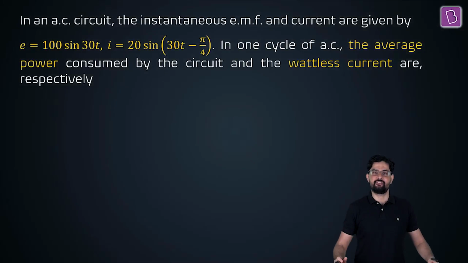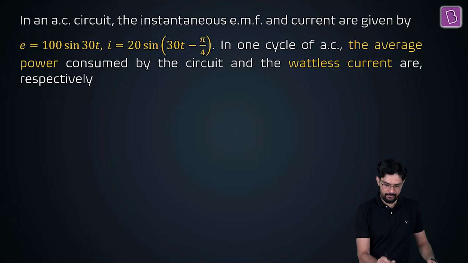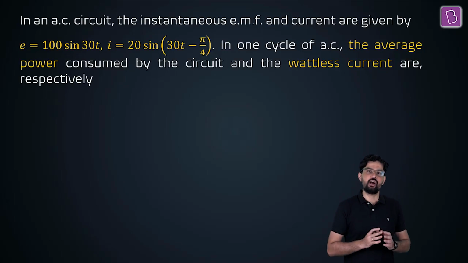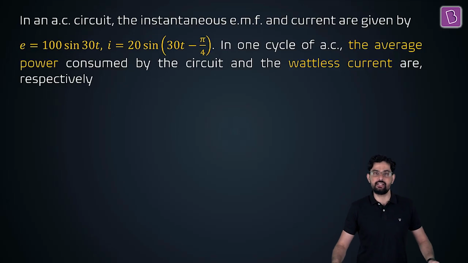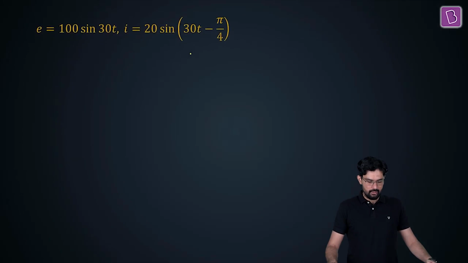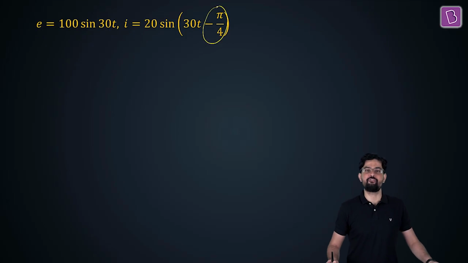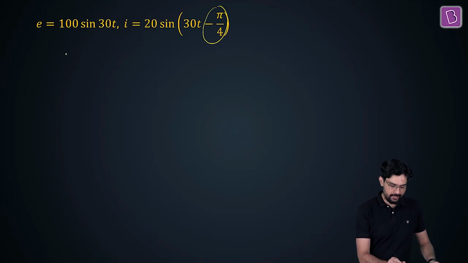So the source EMF and the current in an AC circuit depend upon time, like this. You have to find out the average power consumed by the circuit in each cycle and the value of the wattless current in the circuit. So an easy problem. Can you see from the equation that the current is lagging behind the applied EMF by a phase factor of pi by 4? So in this case, the value of phi is pi by 4.